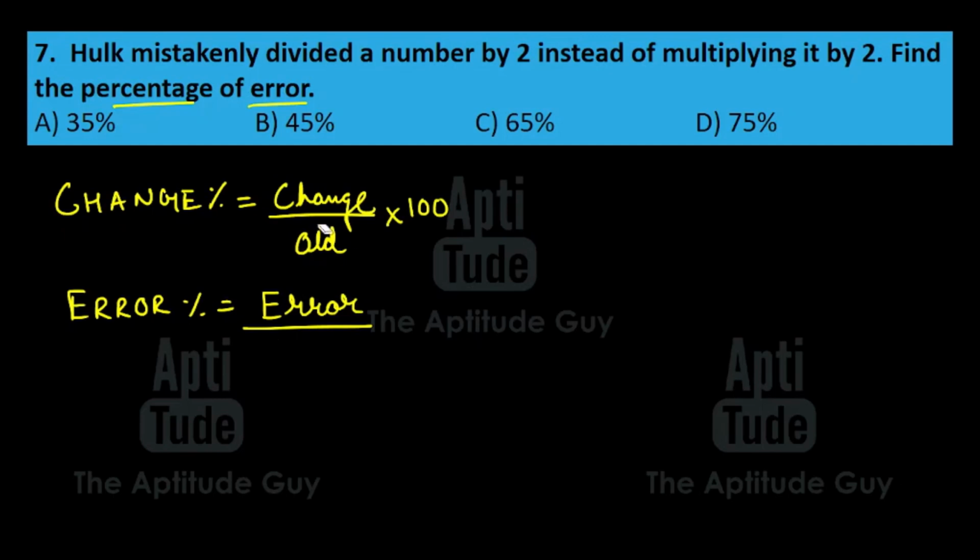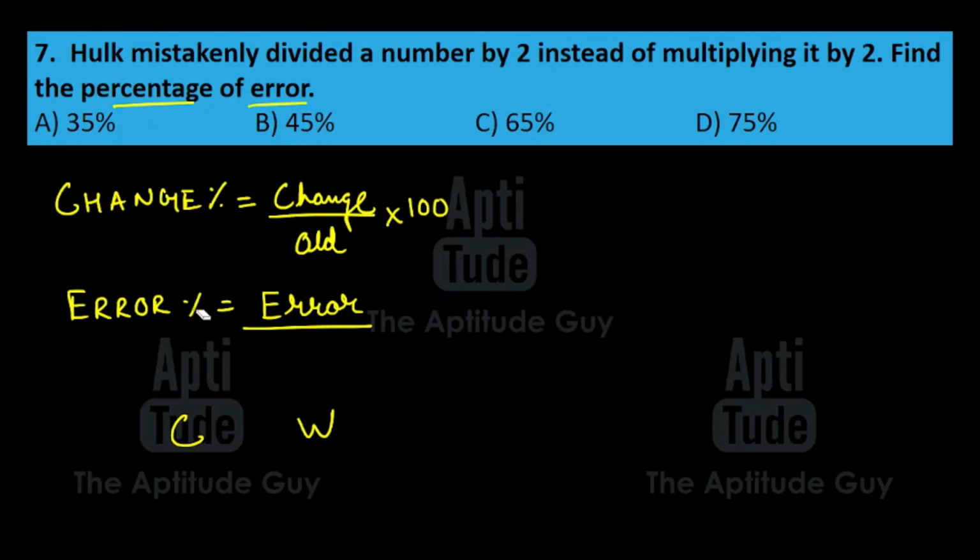Change percentage is with respect to old value. Now for error, there is no new value or old value. There is correct value and then there is the wrong value. Now, error percentage, is it with respect to the correct value or the wrong value? Sometimes our common sense says that error percentage will be with respect to the wrong value because error is happening because of the wrong value, because of the mistake, right? But yes, error is happening because of the wrong value, but error is not with respect to the wrong value.